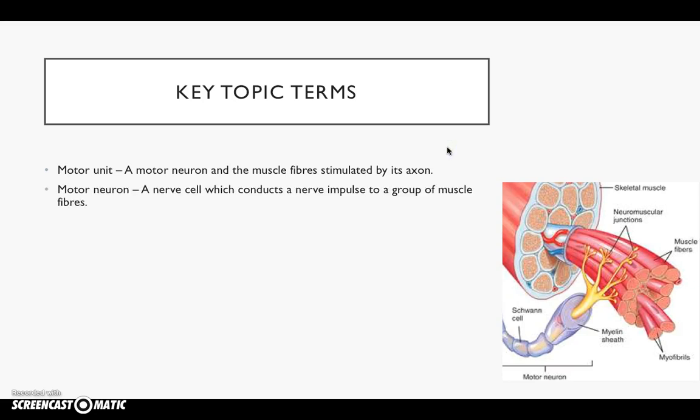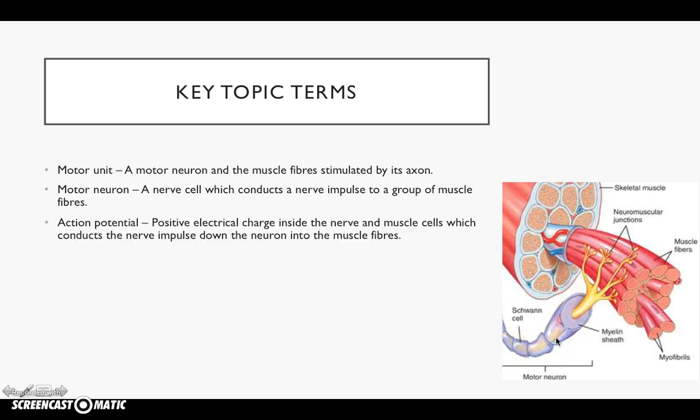So motor neuron: a nerve cell which conducts a nerve impulse to a group of muscle fibers. So there's your motor neuron there. Action potential: positive electrical charge inside the nerve and muscle cells which conducts the nerve impulse down the neuron into the muscle fibers. Okay, neuromuscular junction: this is a point where the impulse stops due to the synaptic cleft.